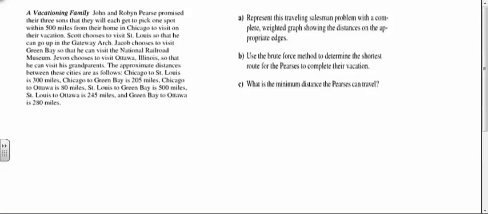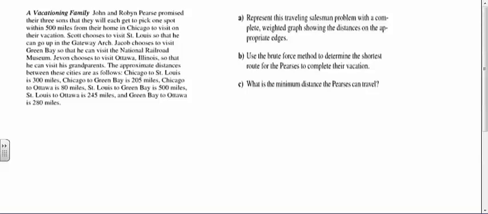This example is from MGF 1107, section 14.3, when you're asked to find a Hamilton circuit in a graph and to use the brute force method to find the optimal solution, which may be the minimum cost or the minimum distance, as it is in this example.